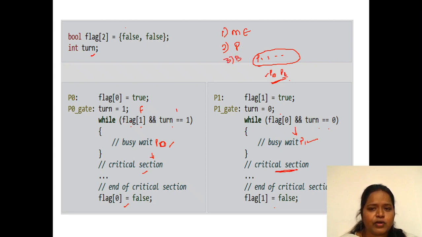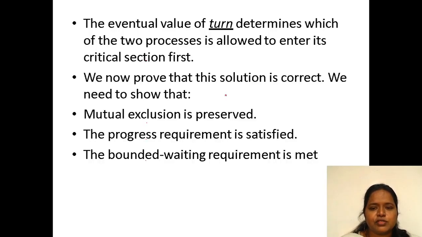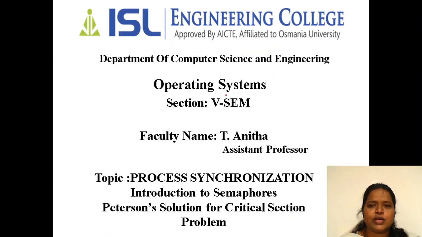And the third one is bounded waiting. Bounded waiting means that first P0 goes and next P1 goes, or else first P1 goes and then P0, but we are not making any of the processes wait for a long time. So that is bounded waiting. This is also achieved by making use of the Peterson solution. So this is how we say that the Peterson solution is a solution to achieve the critical section requirements.